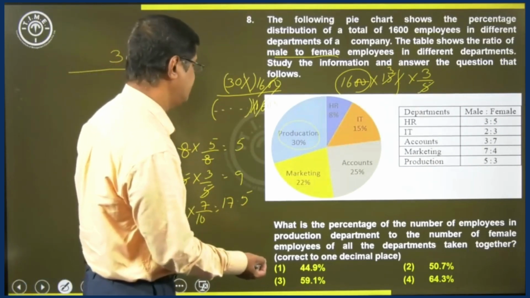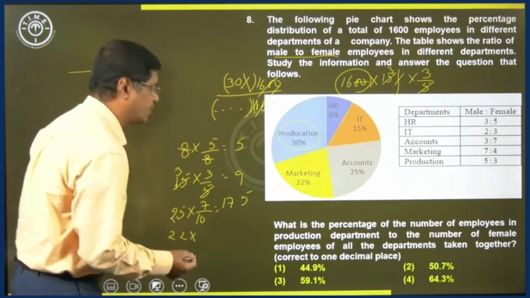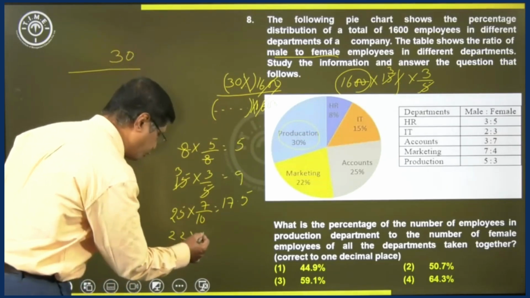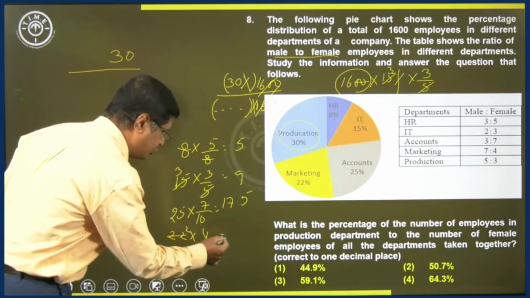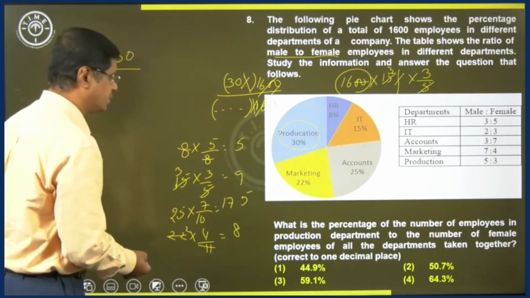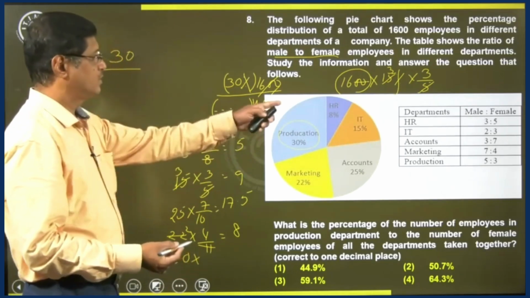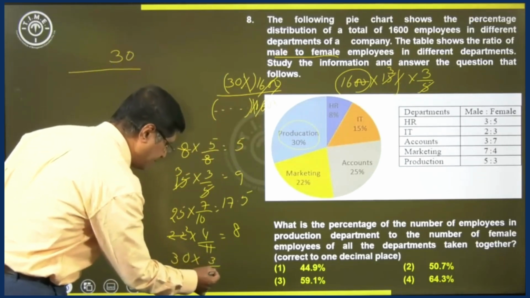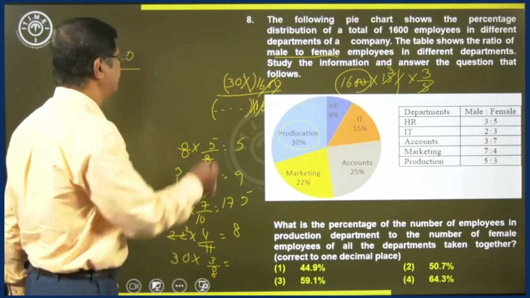The next one is the marketing. So what is the marketing here? 22. 22 is the marketing. So what about the male and female? 7:4 means 4 by 11. 11 goes exactly 2 times. The value here is 8. Last but not the least, production 30%. So 30 into, what is the value? The production is 5:3. 5:3 means 3 by 8. So 90 by 8. 90 by 8 means how much?